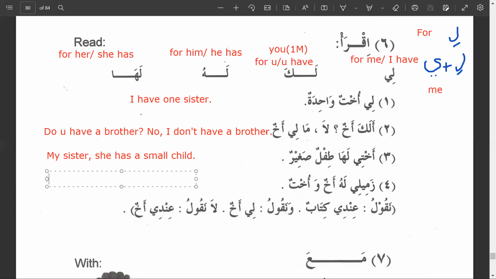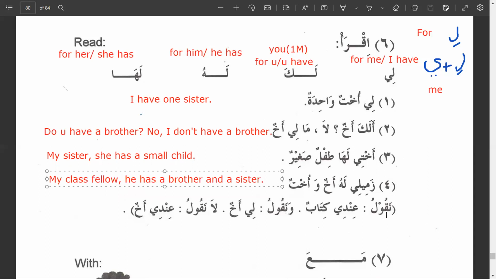Now translate. My class fellow, he has a brother and a sister. Very good. Because akhun with this tanween is telling us that this is one brother. So he has a brother and a sister. Okay.